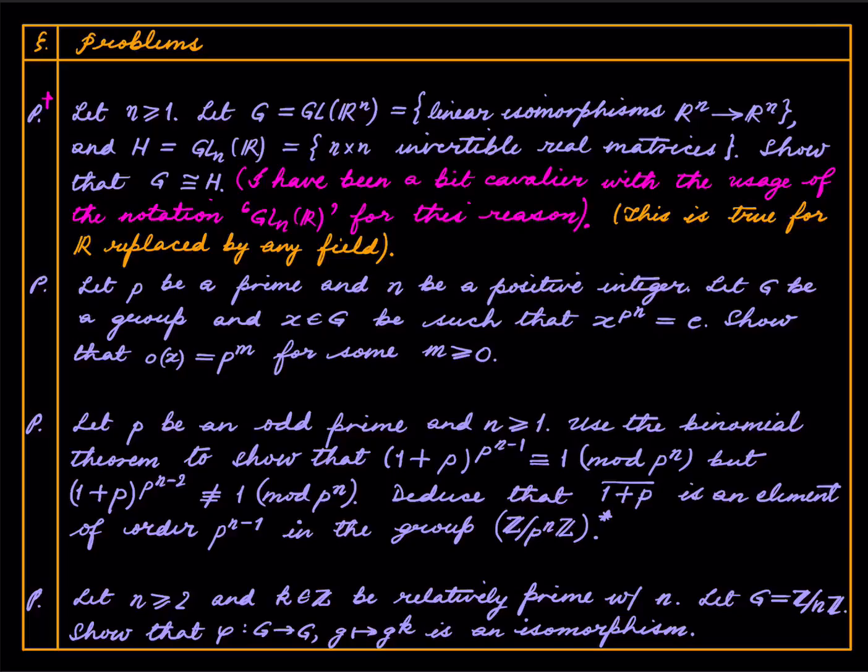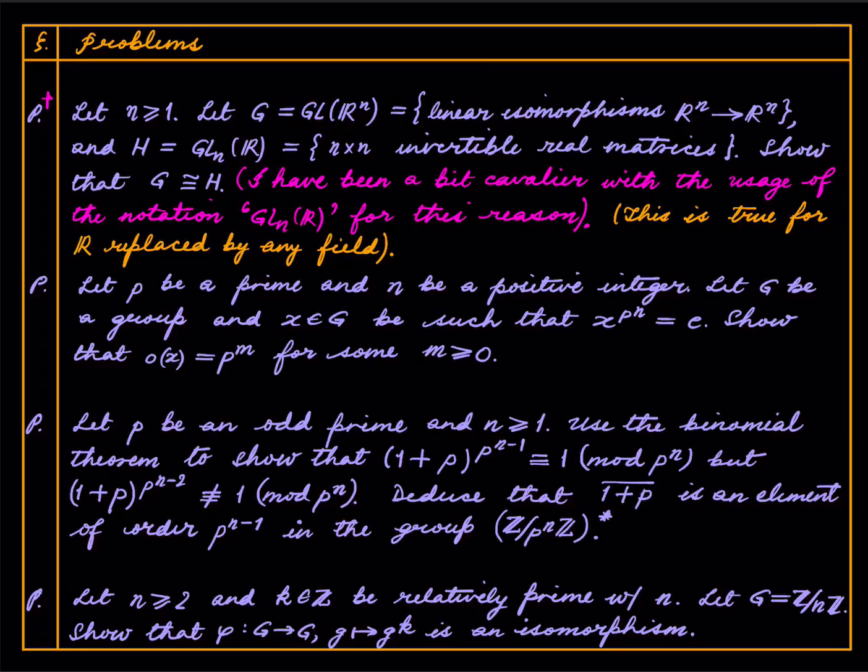Okay, so let n be some positive integer. So there are two different groups or different looking groups that one can consider. One is the set of all the linear isomorphisms from Rn to Rn. And that's a group under composition of linear maps. The other is the set of all the invertible n cross n matrices with real entries. And they, of course, look different. The description is very different. This guy is containing linear maps while this is containing matrices.